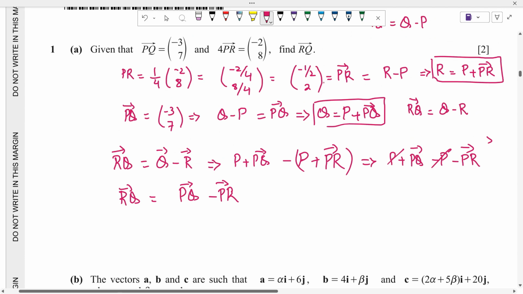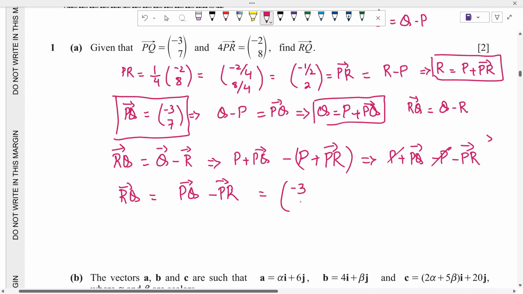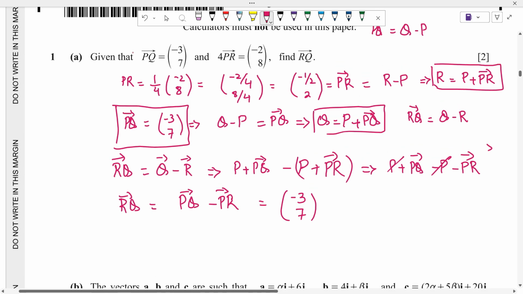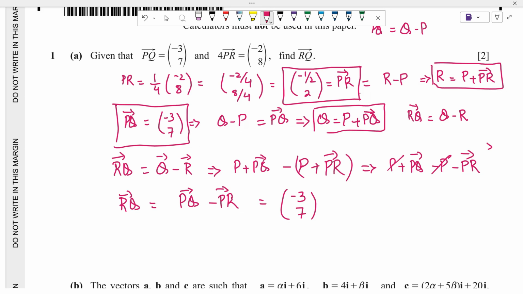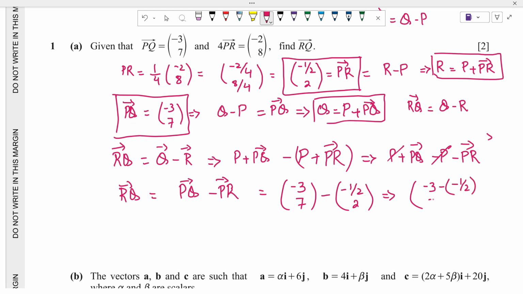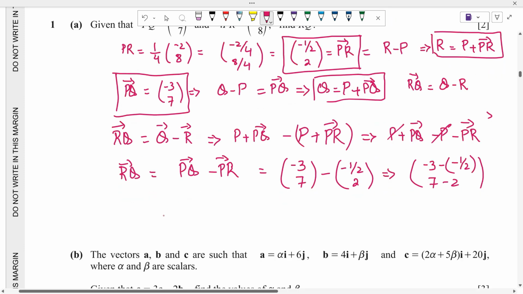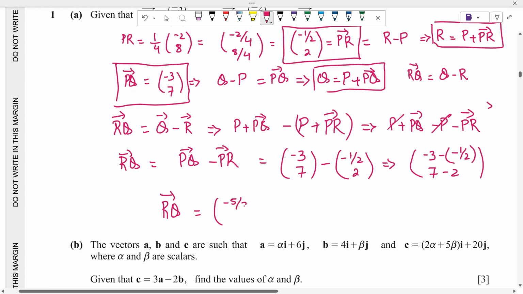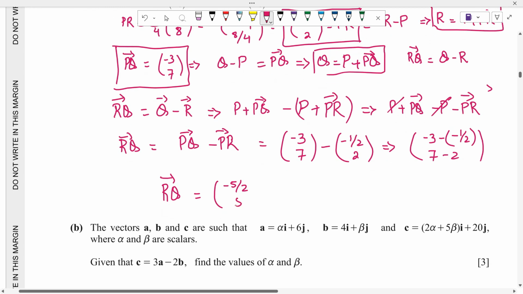And we have the information of PQ. PQ is equal to (-3, 7). And we have the PR. PR is equal to (-1/2, 2). Further solving, we will have -3 minus negative half, and 7 minus 2. So RQ is equal to (-5/2, 5).